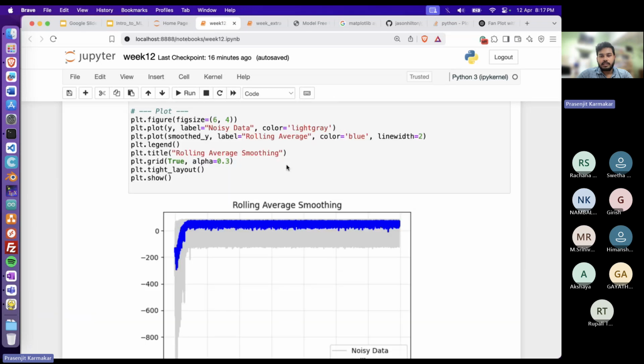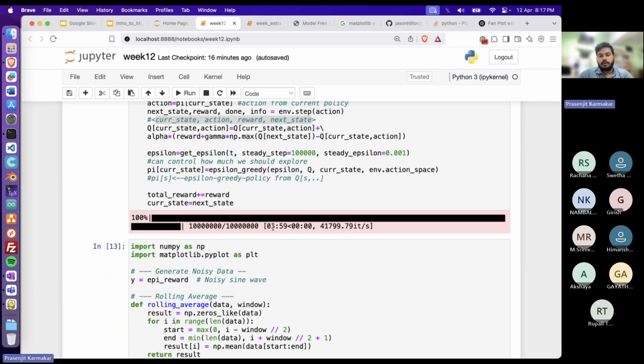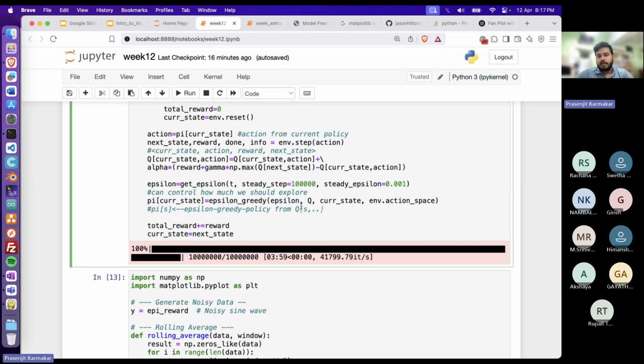So Q learning takes about how much time? It takes about 4 minutes, right? 3.59 minutes. Basically 3 minutes, 59 seconds. So yeah, they're very efficient.